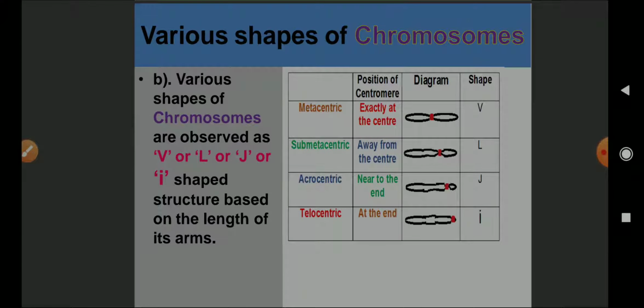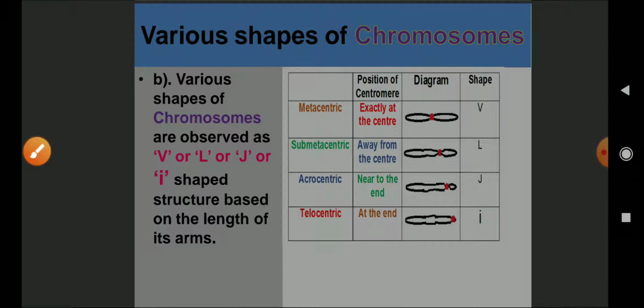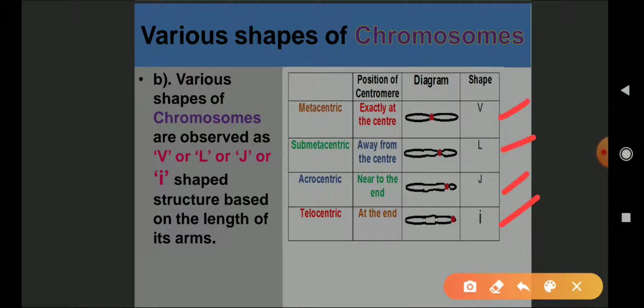So here, if you see here, this will give a V shape. If it is pulled, then it becomes V. If it is pulled, this becomes L. If it is pulled, this becomes J. If it is pulled, this becomes I. So the various shapes, V, L, J and I shapes, are observed.